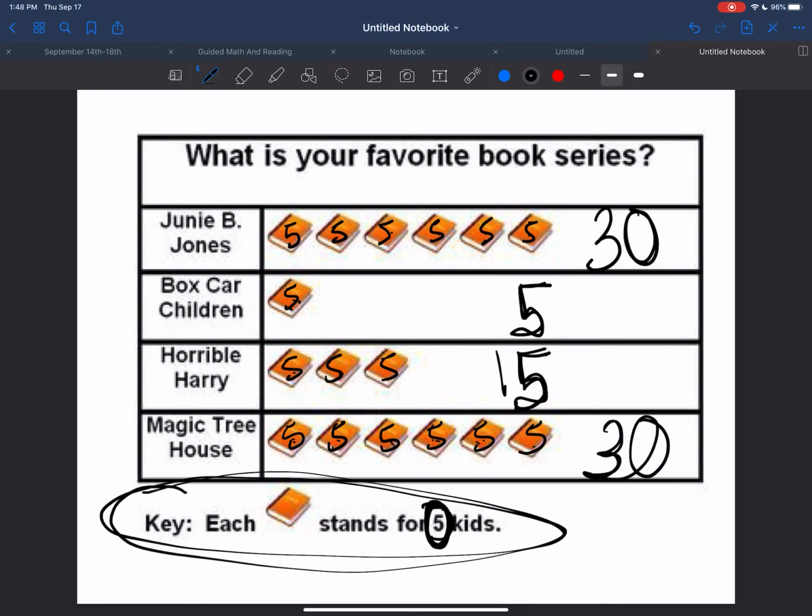Now, after we do that, it's easy to see and answer questions about our data. So we can see easily that the books that most kids liked were Junie B. Jones and Magic Treehouse. They had the exact same number of votes. The series that was liked the least was the Boxcar Children. All right, if you have any questions, just let Miss Long know.